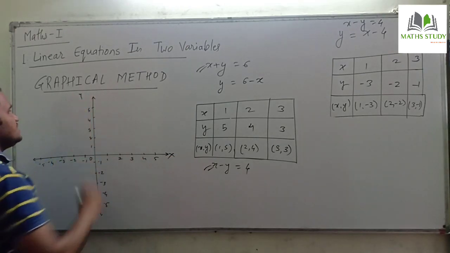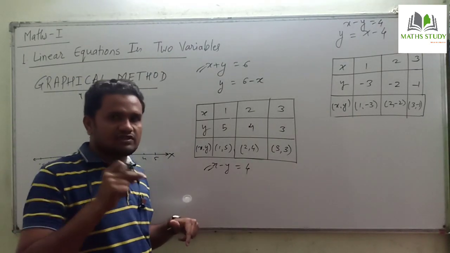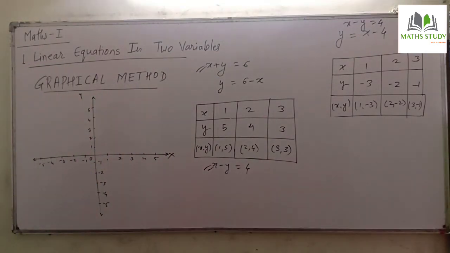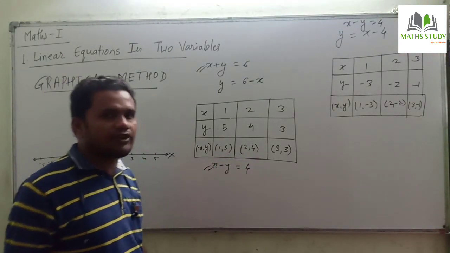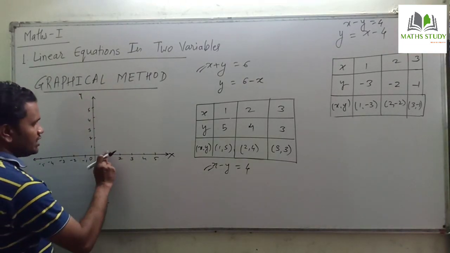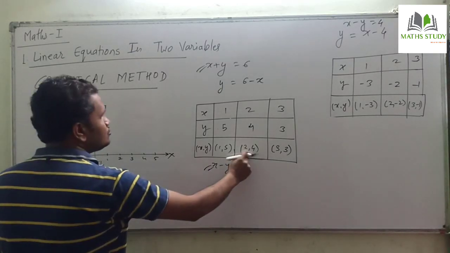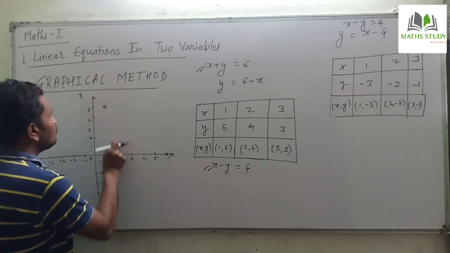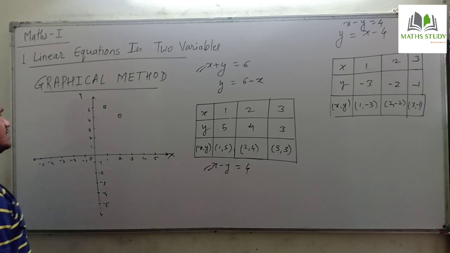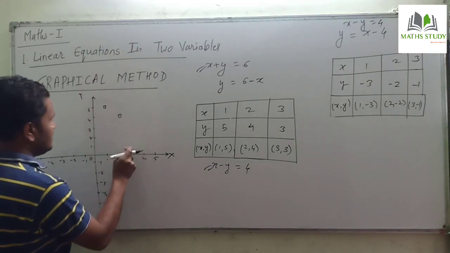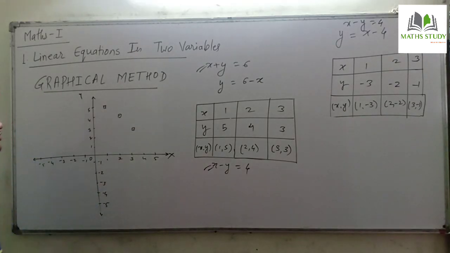X-axis, origin, y-axis on your graph. On the upper right corner you have written the scale also, 1 centimeter is equal to 1 unit. Okay, now first of all we will plot these 3 points. 1,5 means x is 1 and y is 5, so the point will be here. Second is 2,4. X is 2, y is 4. Here it comes. Then 3,3. X is 3, y is 3. So approximately the point will come here. 3,3 in this way.